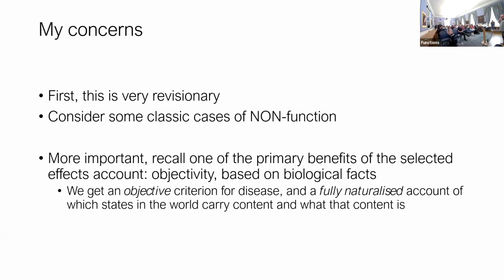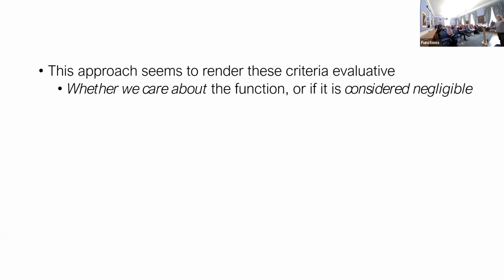But more importantly, I think it's not really doing the job that we need it to, because remember, going back to the start of the talk, one of the primary benefits of the selected effects account was that we could say that this was purely determined on objective grounds. We have an objective criterion that we can roll out when we're trying to give a definition of disease. Our account of content can be entirely naturalized and not depend on more sophisticated kinds of interests or values. But I think that Kingsbury's approach ends up rendering these criteria evaluative.